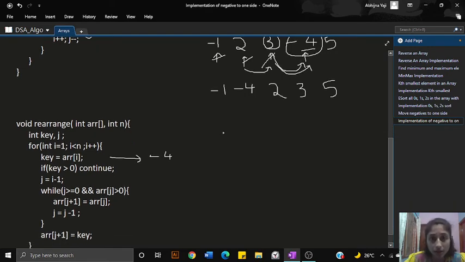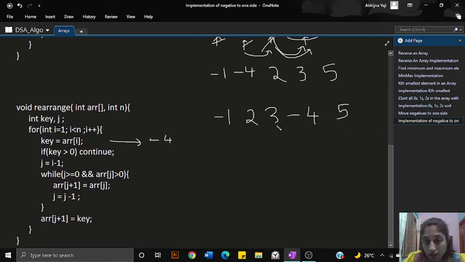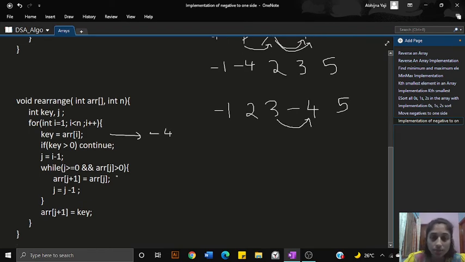So that is what I'm trying to do. I'll just rewrite it here. 3, minus 4 and 5. So now what did I do? Now I'm trying to get this here. So that is what this step will do. This step will bring this 3 here.